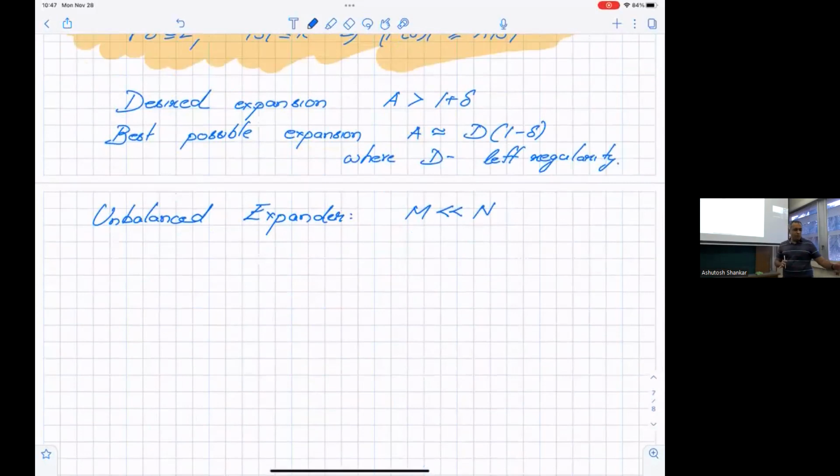And by the way, this problem is still open when the degree d is constant. What we will construct is when the degree d is polylogarithmic. Eventually we want to construct an unbalanced expander in which the right hand side is n, the left hand side is considerably smaller, and the degree is constant, say 10 or 100, a fixed constant. This is still an open problem. What we will show is when the degree is something like polylogarithmic.